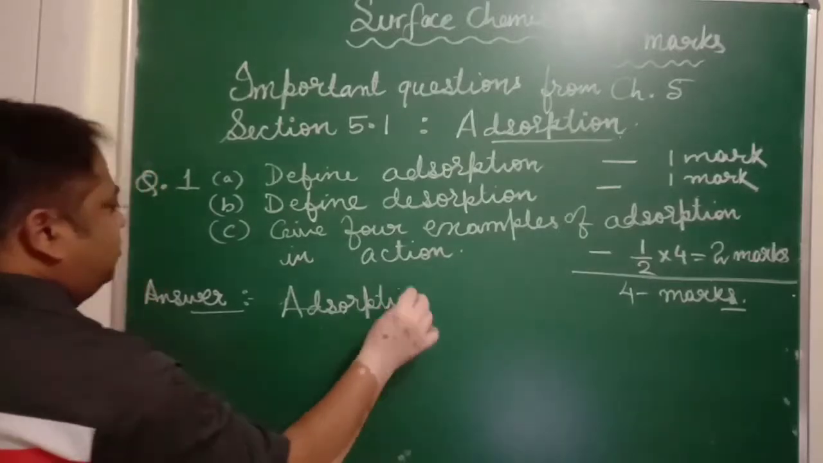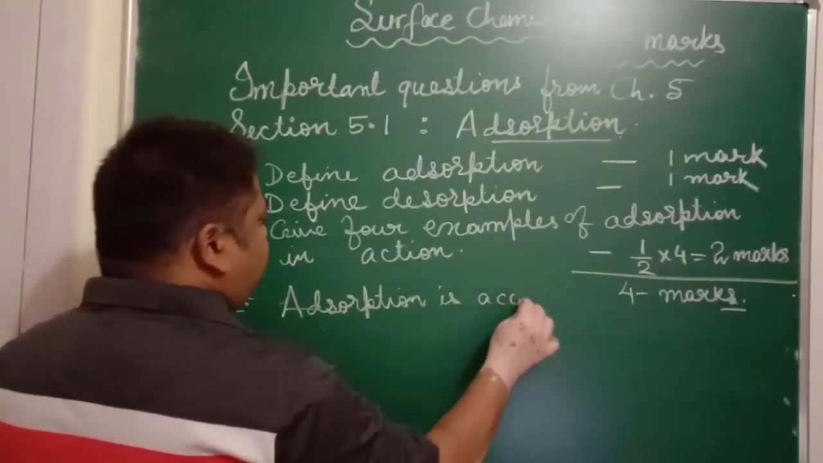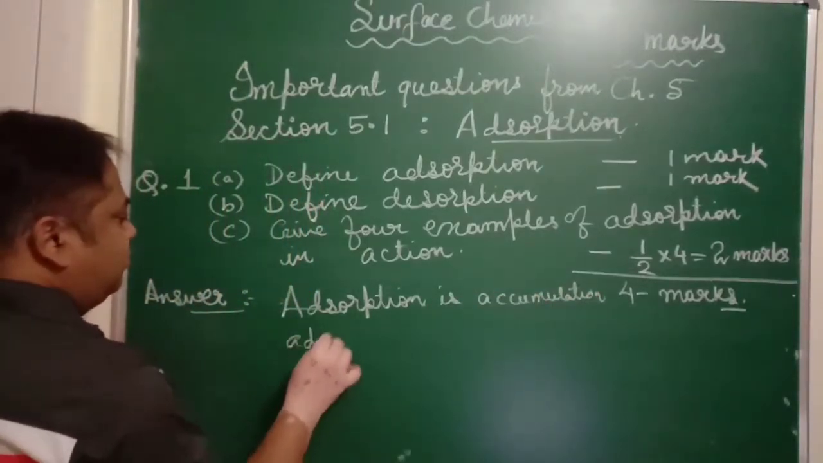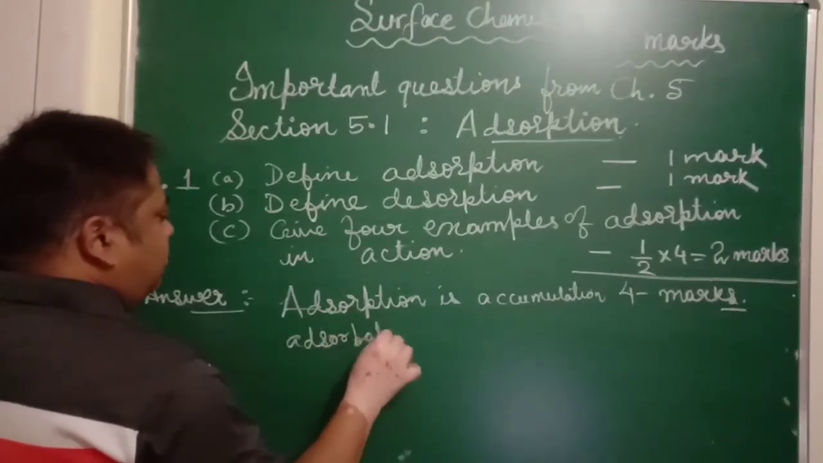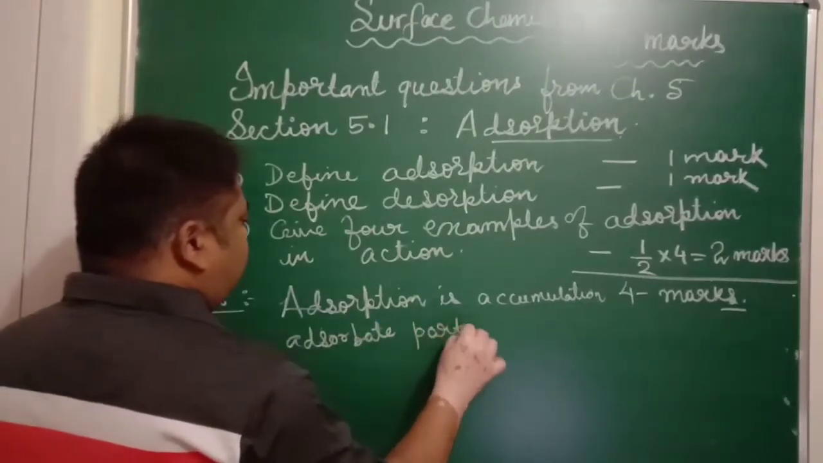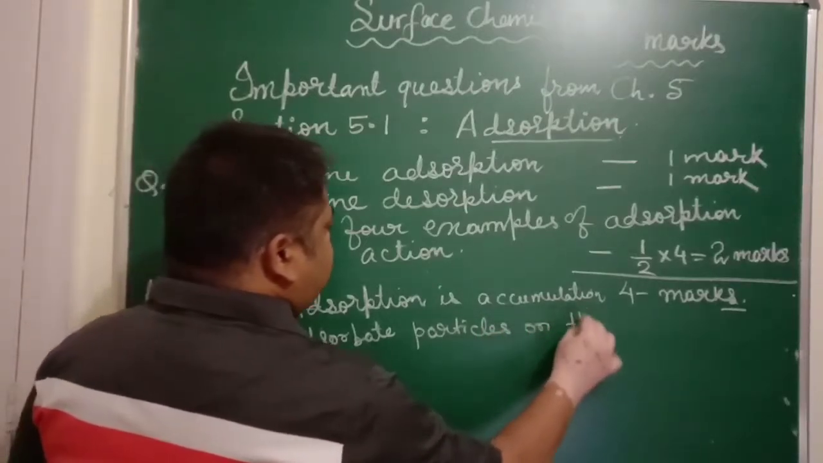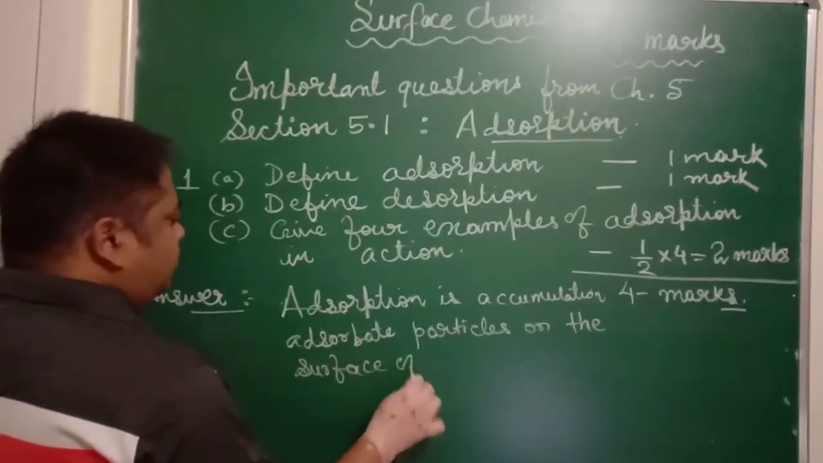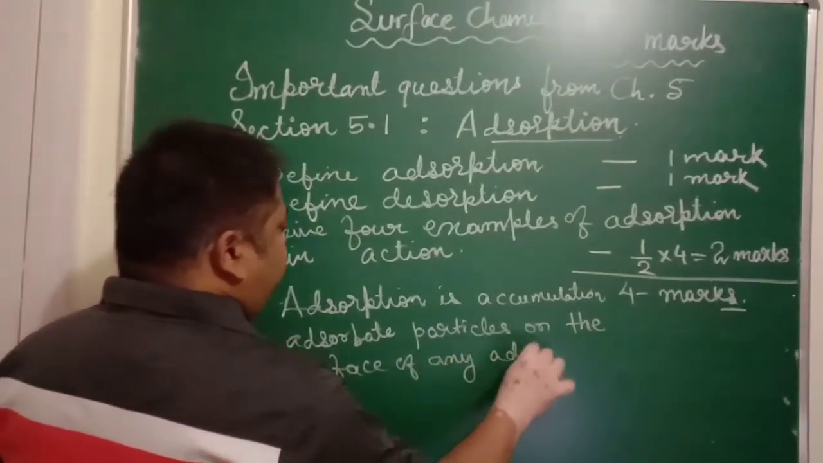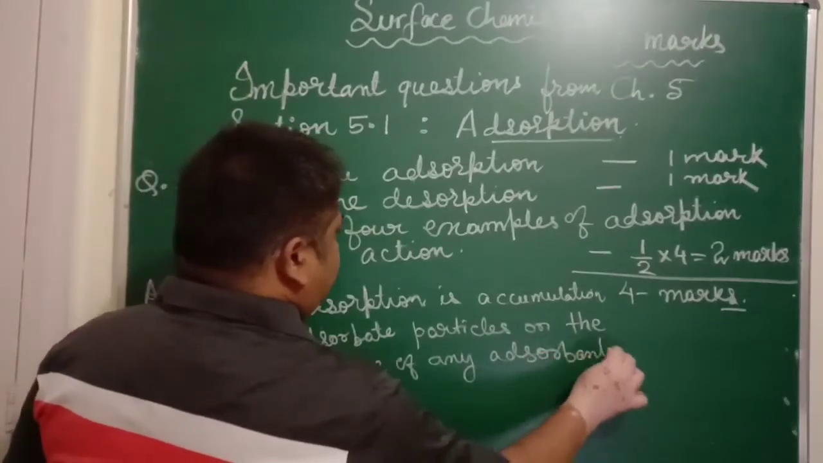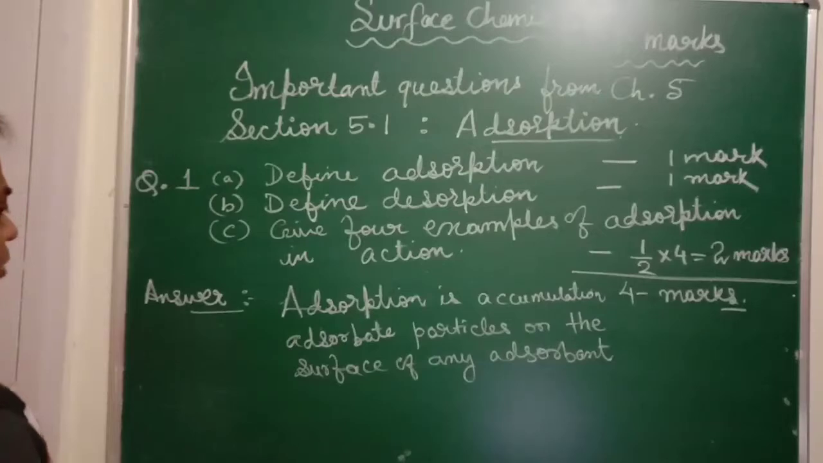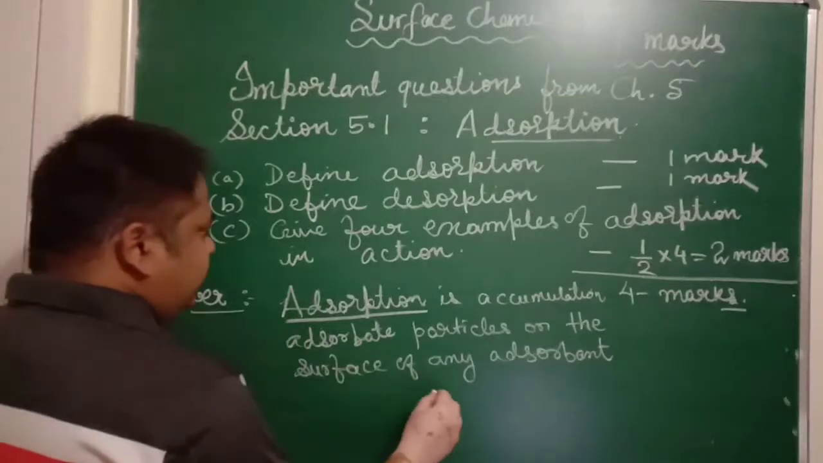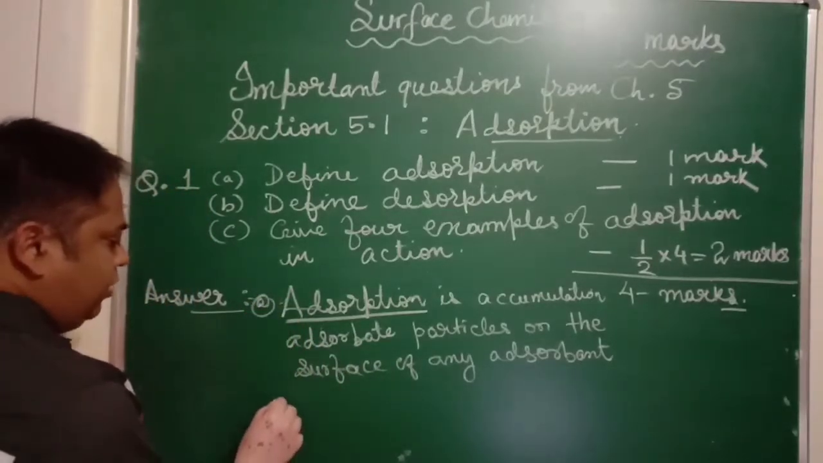Adsorption is accumulation of adsorbate particles on the surface of any adsorbent. Now the second question is what is desorption? So you have to change the paragraph and write and underline this properly. Change the paragraph. This is A. Either you can give B over here and then start.